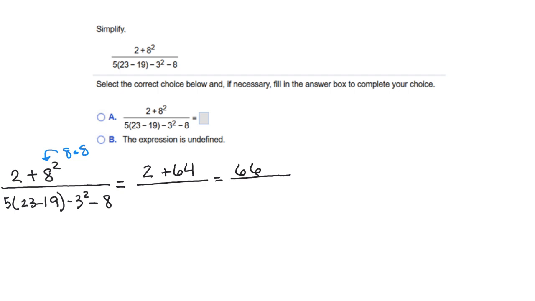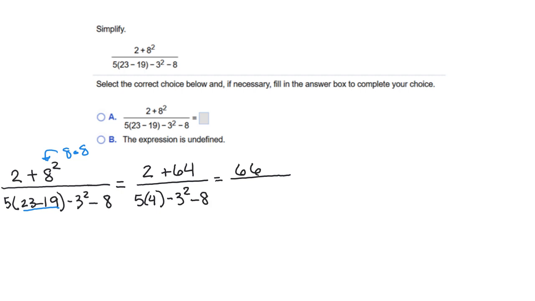Let's take a look at the denominator. Now the denominator, I do have parentheses that I can take care of, this 23 minus 19. And I do not see any other sets of parentheses or grouping symbols. So 23 minus 19 will give me 4. So I will rewrite that. That's 5 times 4. When you have a number in front of parentheses or brackets, that is implying multiplication. And I will rewrite everything else.